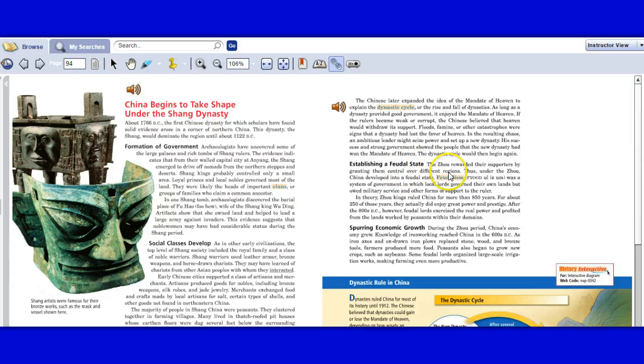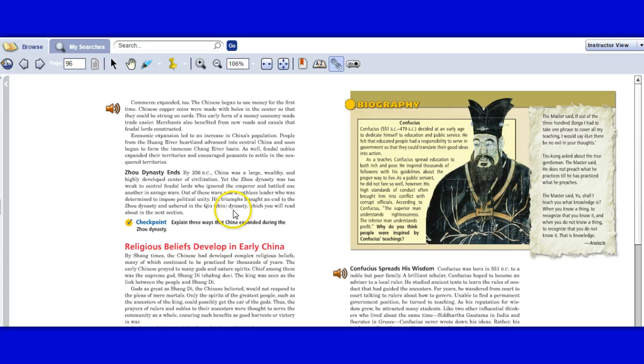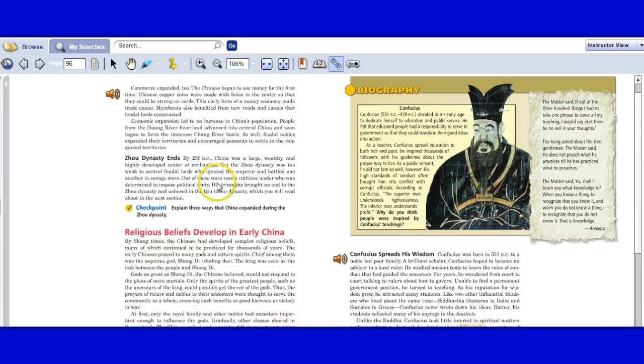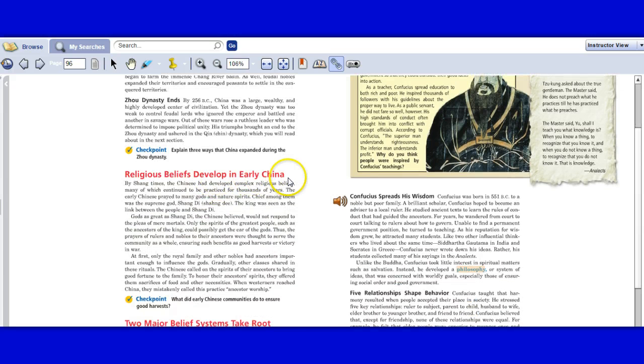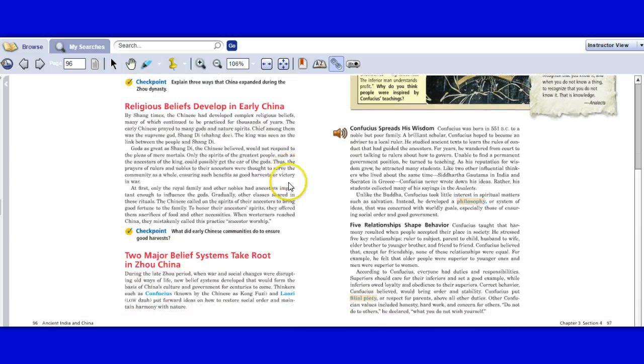Establishing the feudal state. Feudalism is going to be something that sticks with us for a while. We'll get into it in the Middle Ages. They're going to have economic growth. Zhou dynasty will end. The religious beliefs are going to develop in early China. Two major religions take root.